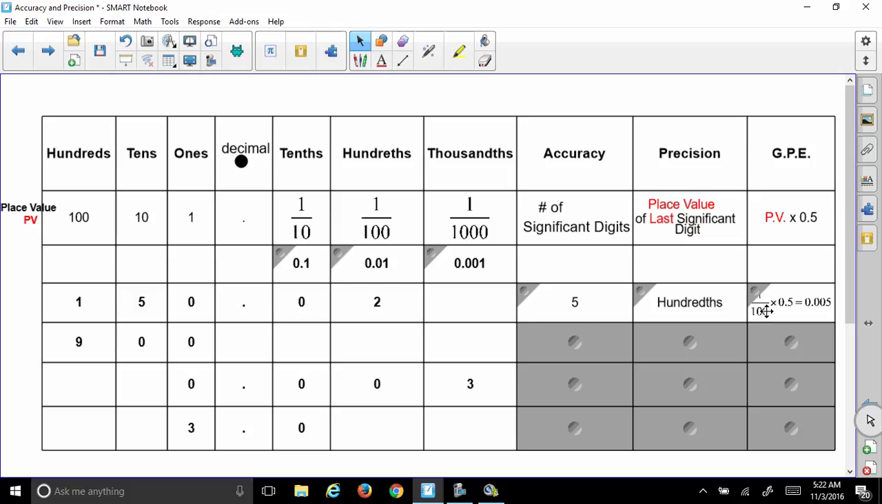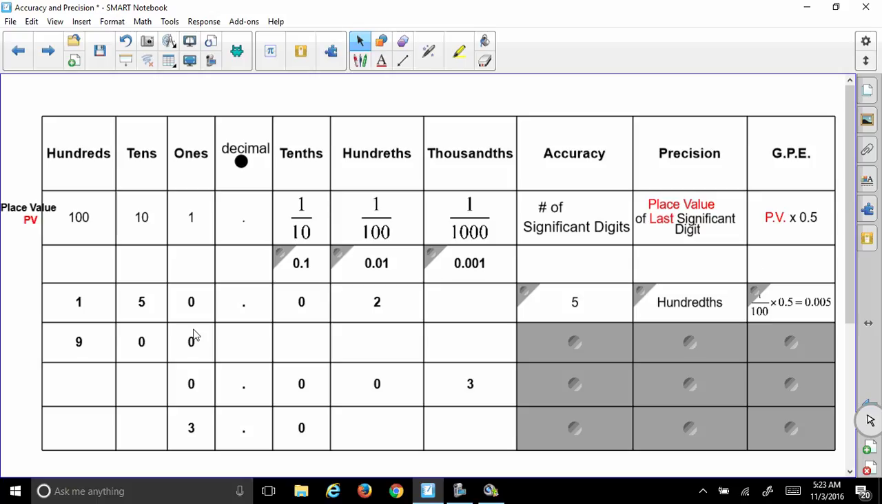So we get 100 times 0.5. That'll give us thousandth, 0.005. So now we're in the thousandths column, 0.5, 5,000th. So we're taking half of this place value. So that's why I use that and not the 2. So I don't use the 2, I use the place value, PV, place value, times 0.5. We take half of that.